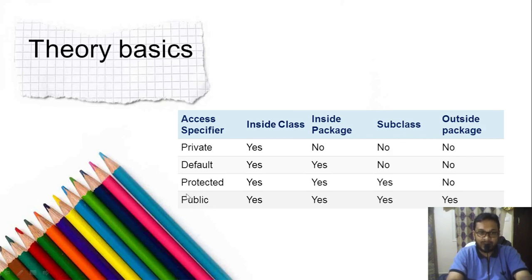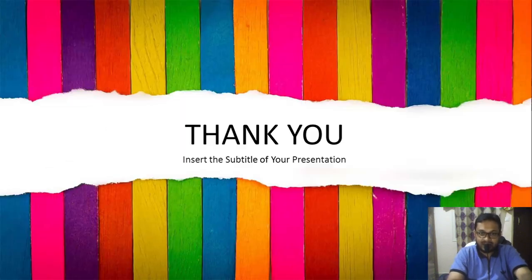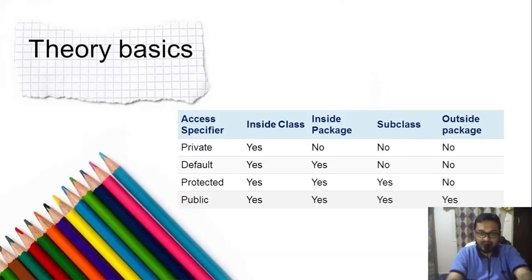The opposite is public over here. Public is accessible everywhere. Inside the class you can access a public member variable or method. Inside the package also you can access it from other classes and interfaces. Even the subclasses can use it, and even outside of the package those things are available if they are defined as public.